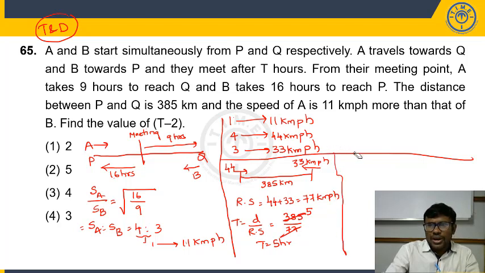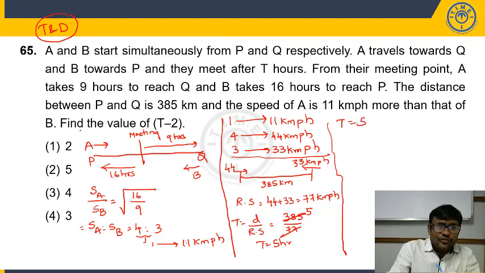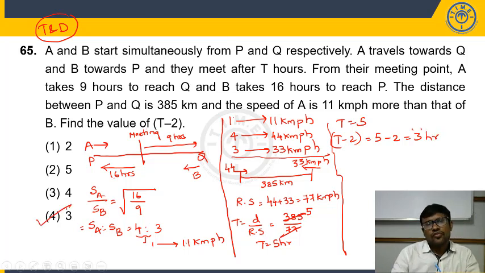Now what is asking to calculate? They are meeting after t hours, so t is equal to 5. But what is asked? Find the value of t minus 2. We want t minus 2. So what is t minus 2? 5 minus 2, that is 3 hours. So 3 hours, which option? Option number 4. Okay, clear? Let's get into the next question.